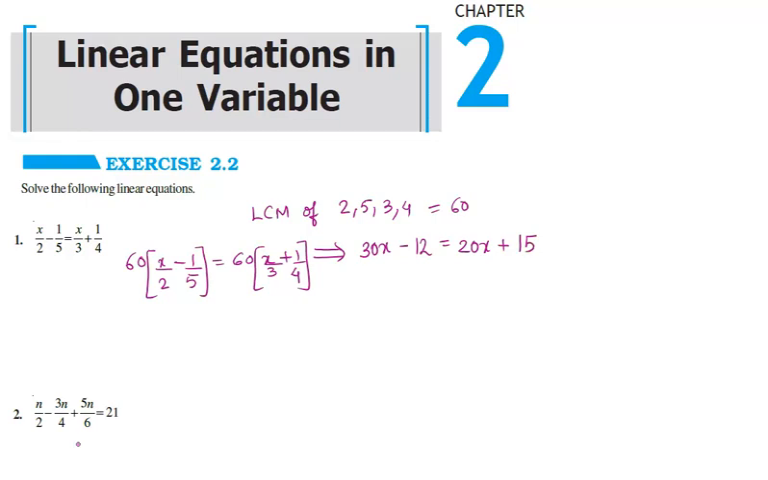Now let us subtract 20x from both the sides. So we will get 10x minus 12 is equals to 15. Now let us add 12 on both the sides. So you will get 10x equals to 27. And after that we will divide by 10 on both the sides. So your answer would be 27 over 10, which we can also write as 2.7.